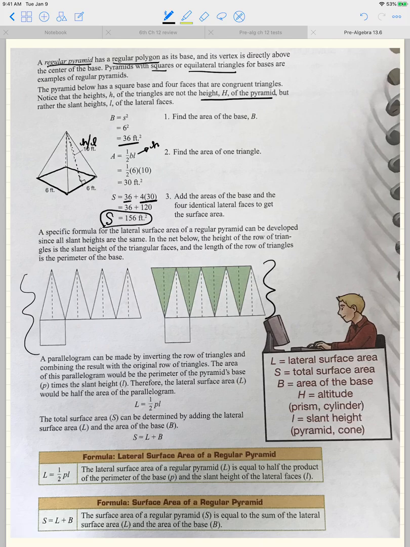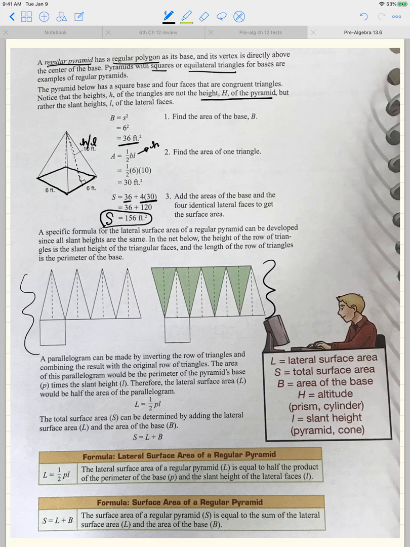That's what's happening here. The area of this parallelogram would be the perimeter of the pyramid's base, lowercase p, times the slant height, lowercase l. Therefore, the lateral surface area, capital L, big L, would be half the area of the parallelogram. So big L is 1/2 times lowercase p, the perimeter of the pyramid's base, times the slant height. Total surface area, capital S, can be determined by adding the lateral surface area, big L, and the area of the base, big B, just like what we were working with yesterday.